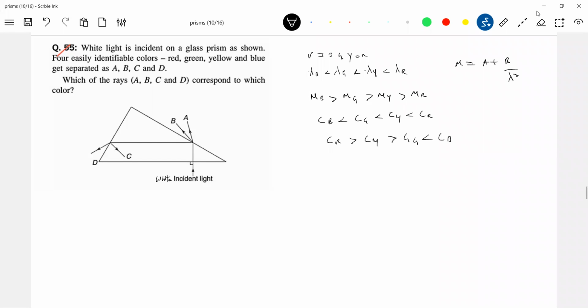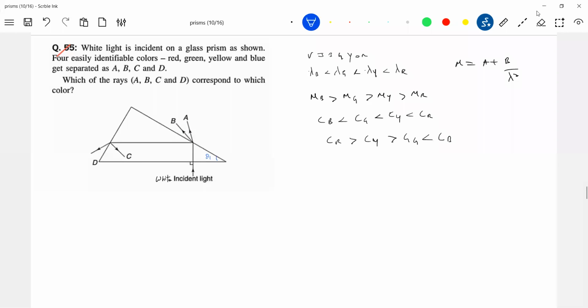Let's come to this one. The ray is incident. So what is the angle of incidence? It's the same for all the colors here, no? Then two of the rays will undergo refraction. The other two will undergo TIR. So what can be the other two? So green and blue.